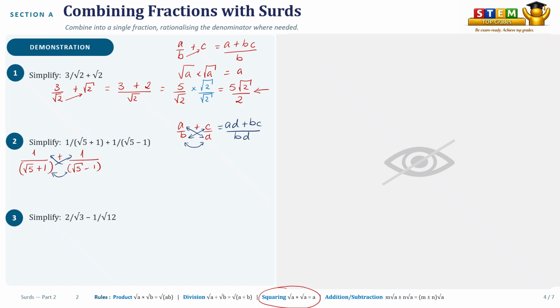Let's get started. First cross multiplication, which is root 5 minus 1 times 1, which is root 5 minus 1. Plus, and then the second cross multiplication is going to be 1 times root 5 plus 1. And at the bottom, I think you remember, it's called the difference of two squares. That's the rule we're going to apply, because you've got a surd and its conjugate.